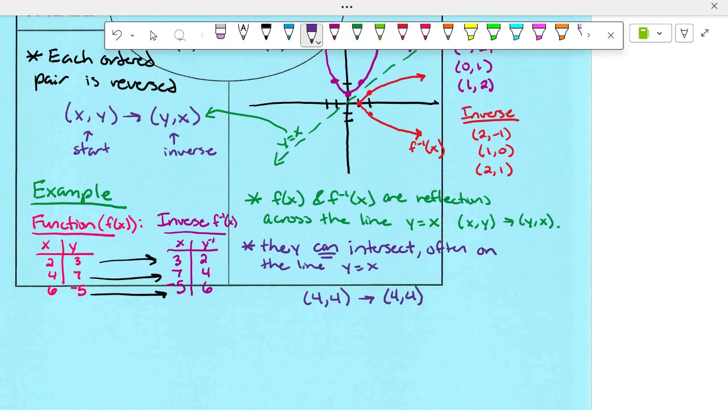Any questions so far on the things that we talked about yesterday? So that's the tables and the graphs and what an inverse actually is. Again, this is all review from yesterday.